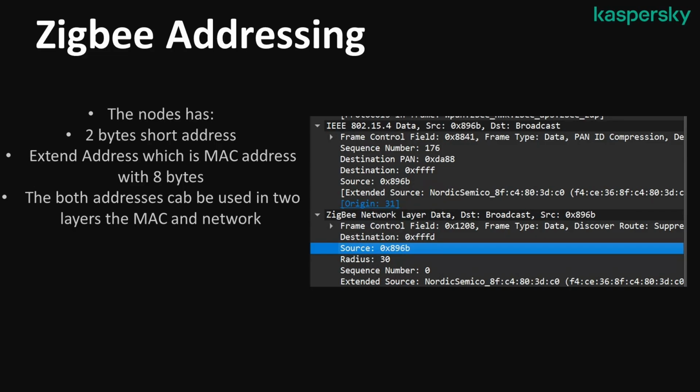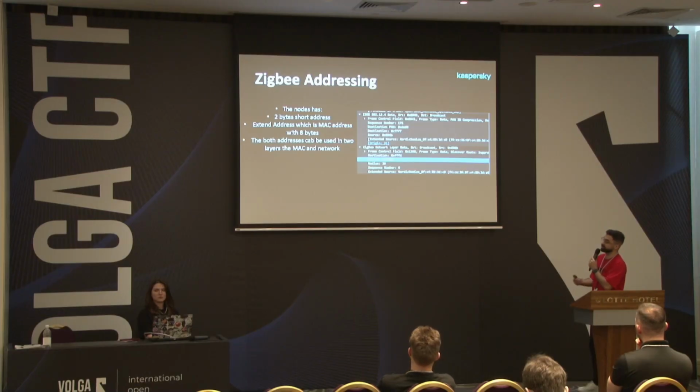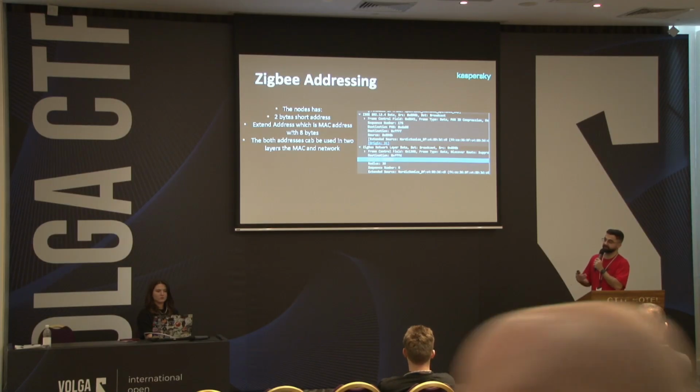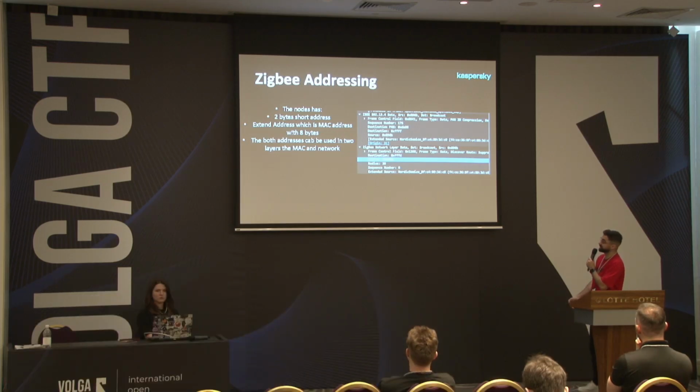Now, for addresses in ZigBee, we have 2 types. The first one we call the short address, with 2 bytes. We can imagine it as an IP. And the other one is called the extended address, which is a MAC address, but with 8 bytes, not 6 like in TCP/IP. The addresses are also used differently from TCP/IP, where you use IP in the 3rd layer and MAC in the 2nd. But in ZigBee, both addresses can be used in both layers.